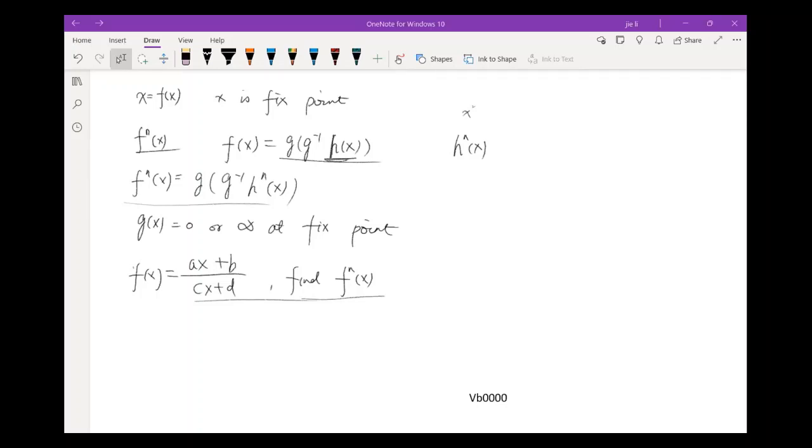One is using what's called the bridge function concept. And what is a bridge function? Suppose you have a function f(x), and then they ask you to calculate its composition, f of f of x, etc., n times. And normally that will be difficult to calculate, right?